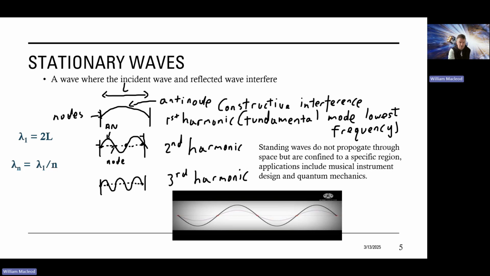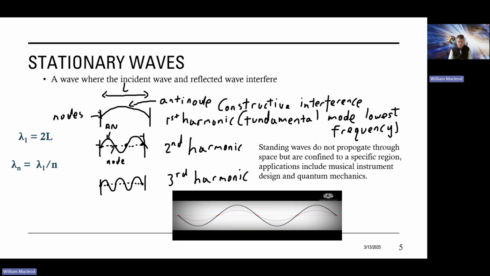So let's now think about stationary waves. Stationary waves are also known as standing waves. So standing waves or stationary waves, they don't propagate through space, but they're confined in space. They're confined in a specific region.